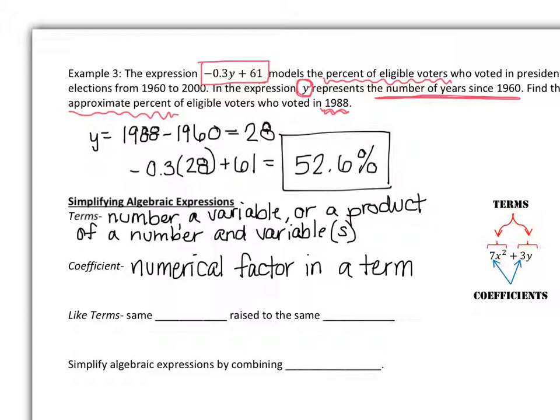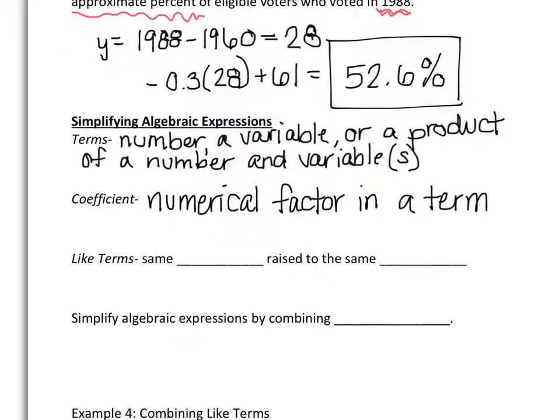Okay, now what can we do with these things? Well, it depends on if they have like terms. Okay, well, do you know what is required for them to be like terms? They have to be the same variable. Same variable. Very good, Osmar. Raised to the same power. And power means exponent.